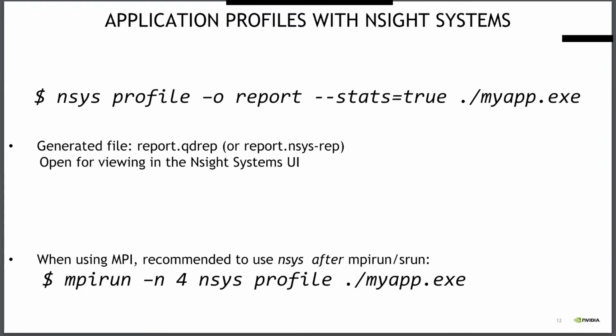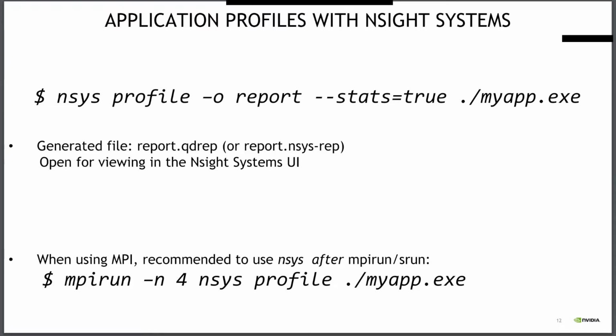One note on when you are using MPI. There's always this idea of, do I put the NSYS outside of the MPI run, or the MPI outside? As a general rule of thumb, I would say put the NSYS nested inside the MPI run command. In this example, we would actually have 4 separate NSYS profiles created, one for each rank.